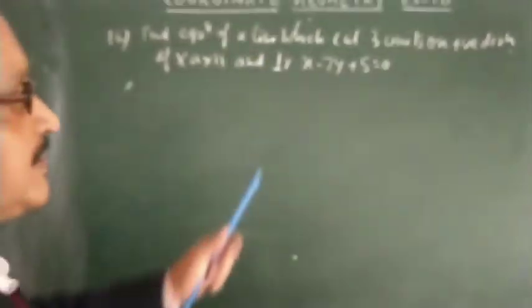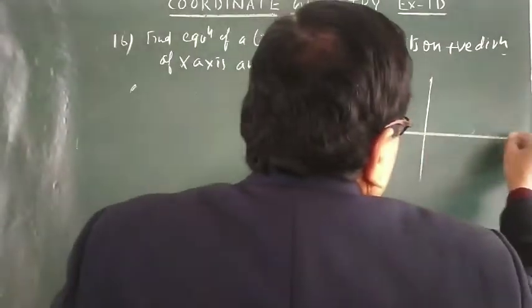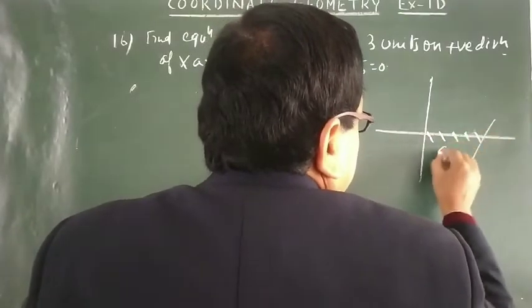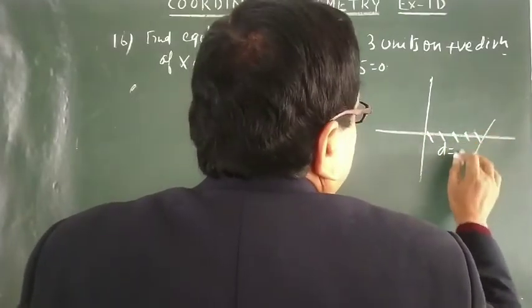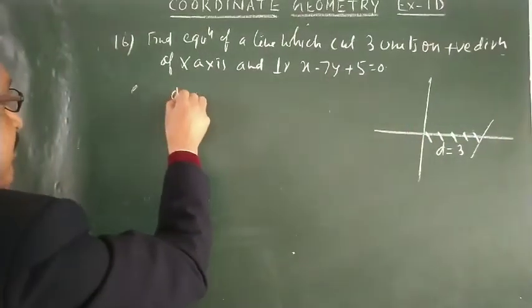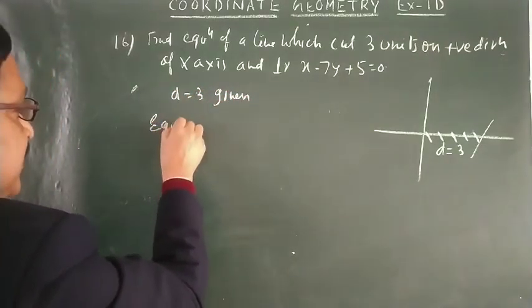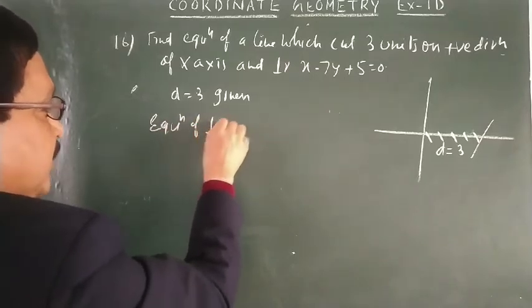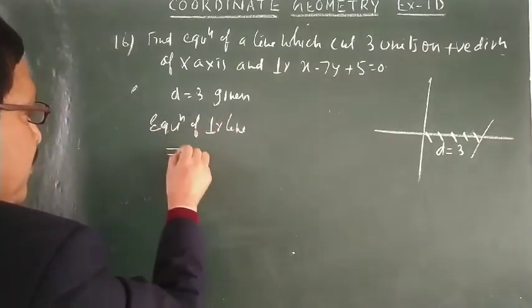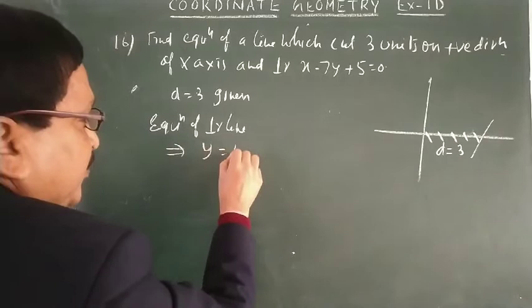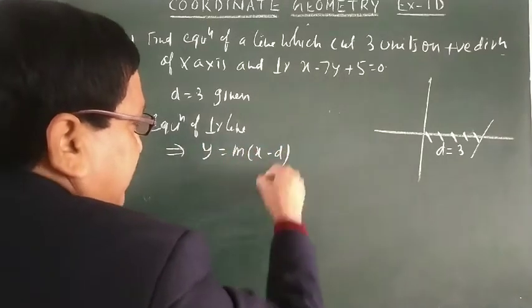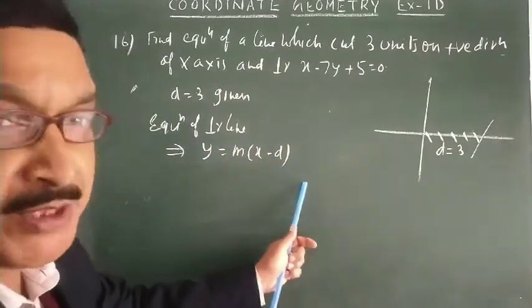Again, the x-intercept on the x-axis is called d. d is equal to 3, given. So the equation of the perpendicular line is y is equal to mx minus d. This is the process, but m is not given.